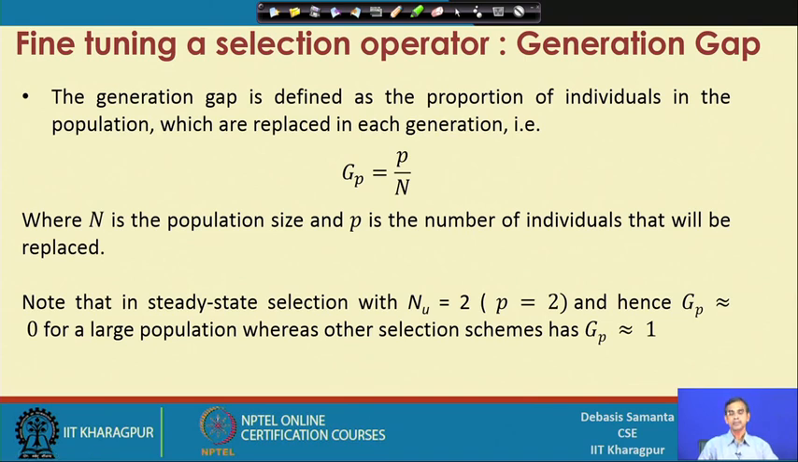It is basically called the generation gap. Generation gap is denoted by P by N, where P is the number of individuals that will be replaced, and N is the size of the population. For example, in case of steady state selection, Gp is almost 0, because we take P equal to 2 and a large population size. On the other hand, for other selection strategies Gp is very high, as high as 1. So that is the maximum value and the lowest value is 0. Gp lies between 0 and 1, and Gp can also be considered as a measure of a selection strategy, and it is usually preferable that a selection strategy has a better generation gap. In that case steady state selection is not favorable because the generation gap is very small.